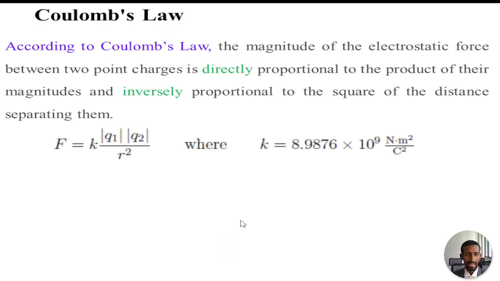What is Coulomb's law? According to Coulomb's law, the magnitude of the electrostatic force between two point charges is directly proportional to the product of their magnitudes and inversely proportional to the square of the distance separating them. So this is Coulomb's law as it states.